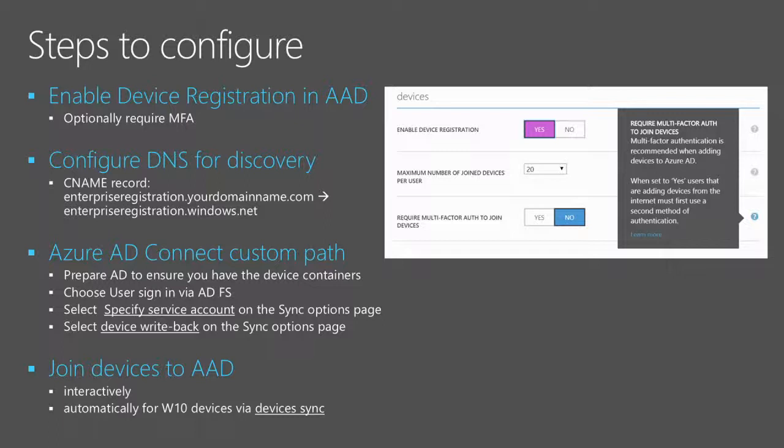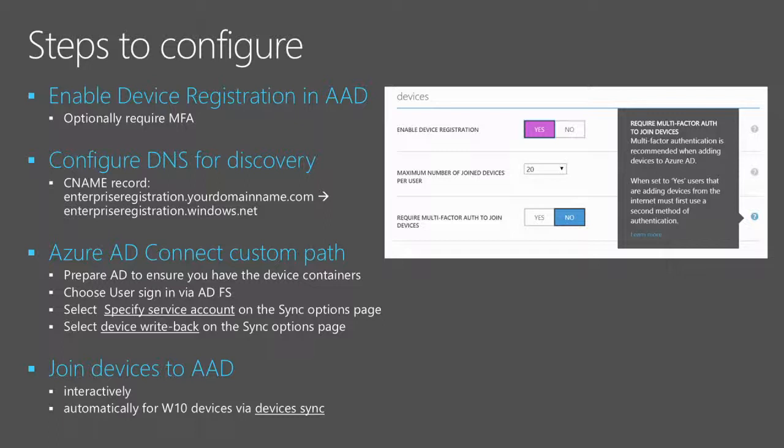Additionally, a couple of things. Clients find device registration via DNS CNAME records. So similar to the stuff you have to set up in DNS for Office 365 or custom domains, you do have to create records that are basically your domain, enterpriseregistration.yourdomainname.com, to redirect over to our namespace. So you have to create those.